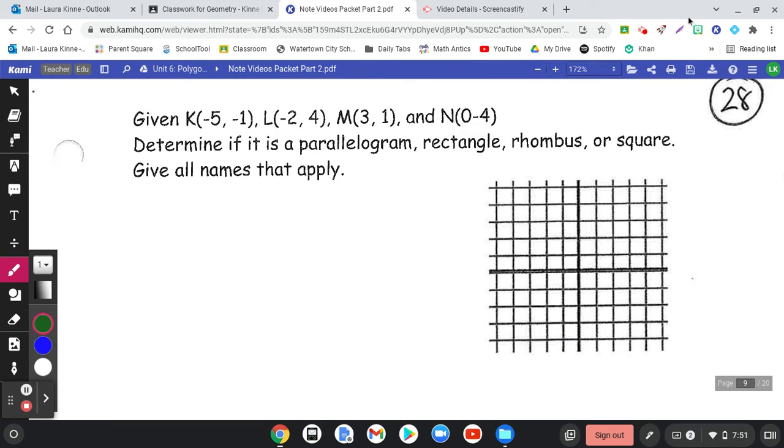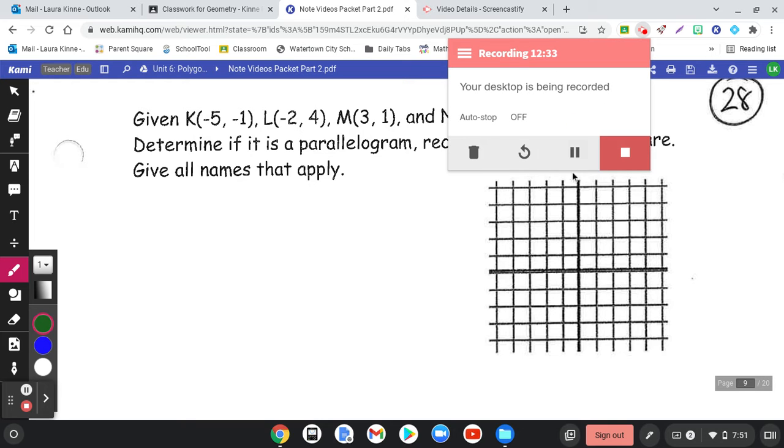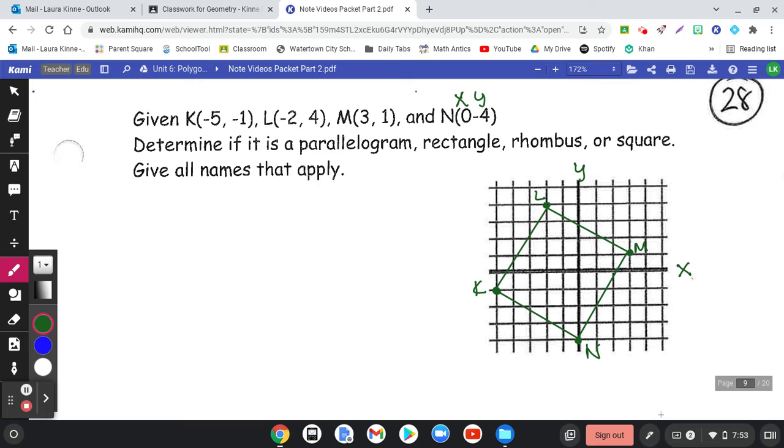All right, so pause the video for just a second. Get these points plotted. I'm going to do the same. And see what all these notifications are about here that keep interrupting us. All right, guys, so you should have plotted these points. If you haven't, make sure that you pause the video and do so. So just a reminder for n, 0, -4 is in the y position, so n should be on the y-axis.